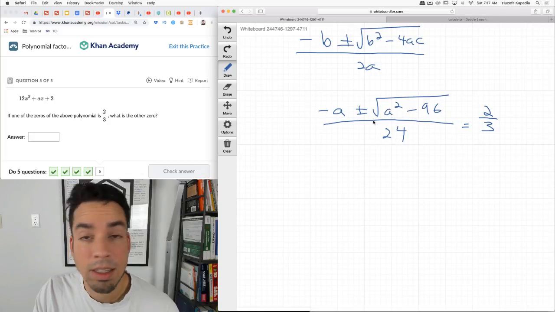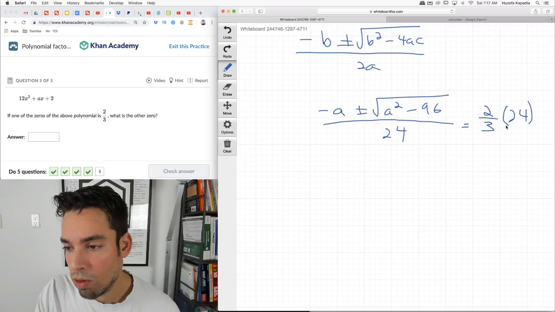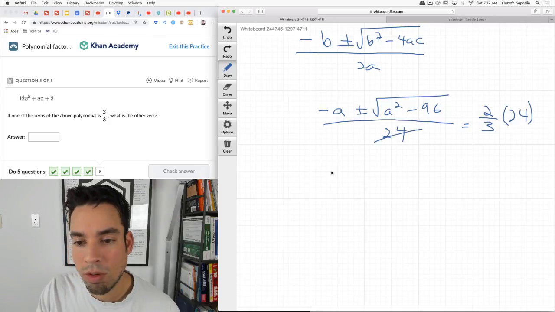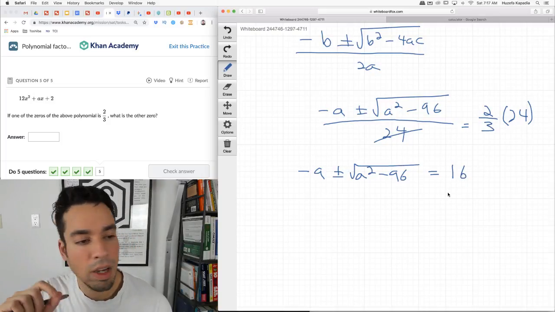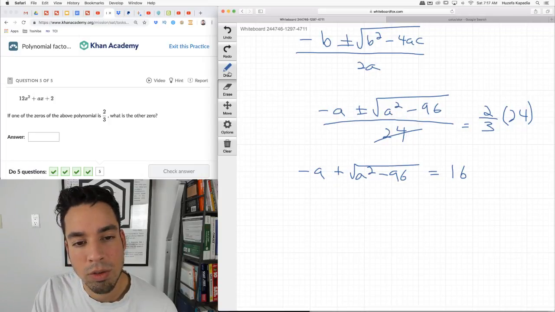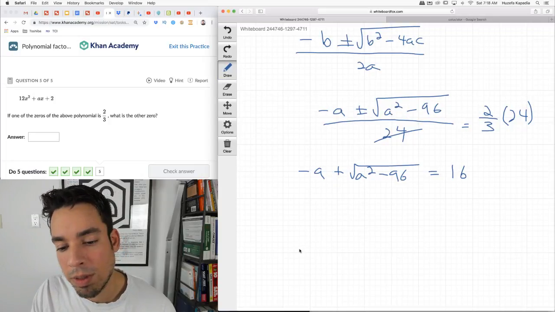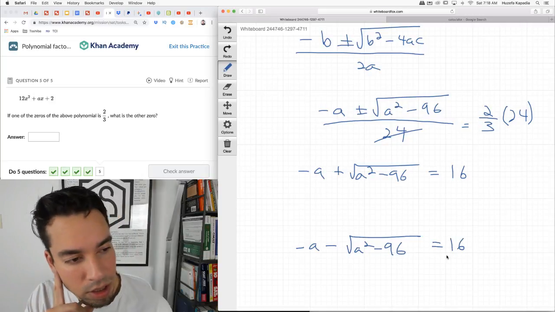I'm going to first isolate and solve for a. So I'm going to multiply both sides by 24, and get rid of that. 2/3 of 24 is 16. So negative a plus or minus square root of a squared minus 96 equals 16. Okay. Now I don't know if it's the plus or the minus, is my point. So I'm going to just do 2 separate ones and see if this gets me anywhere. It's negative a minus c. Let's just see what happens if I do this. I'm wondering if there's a better way to do this as well.